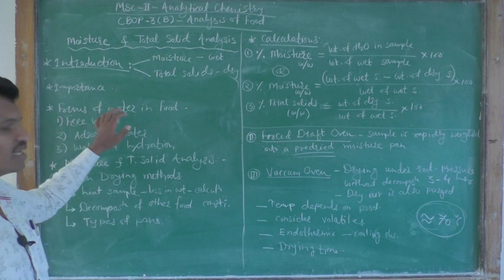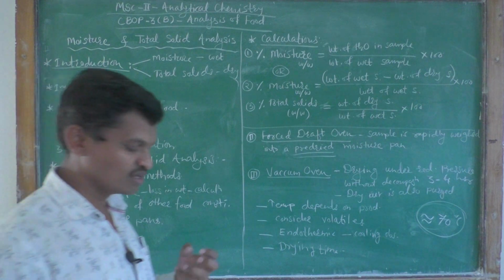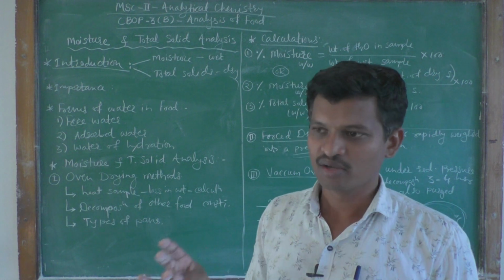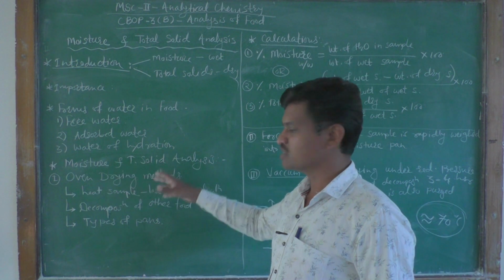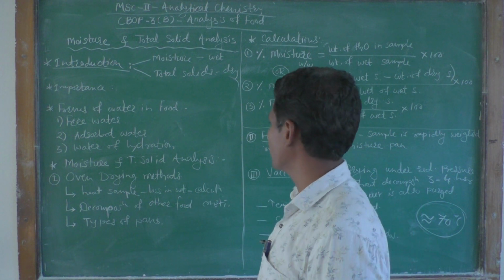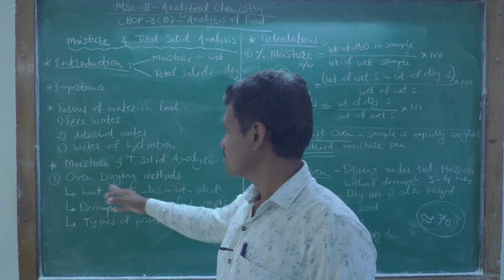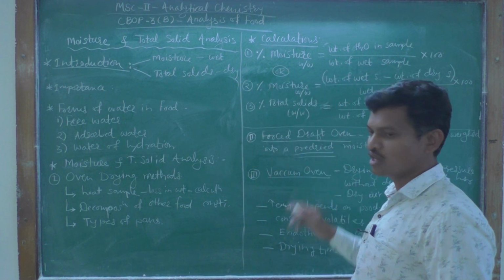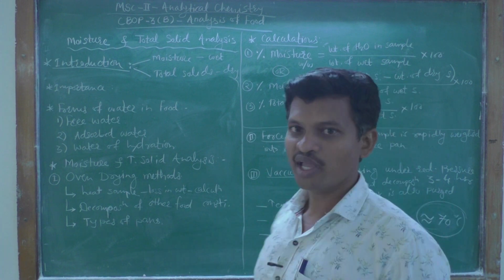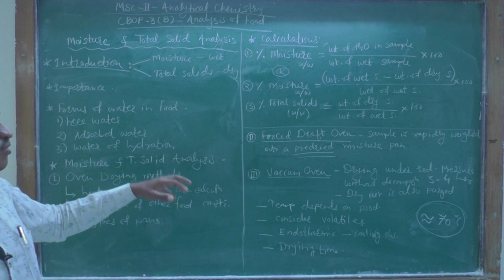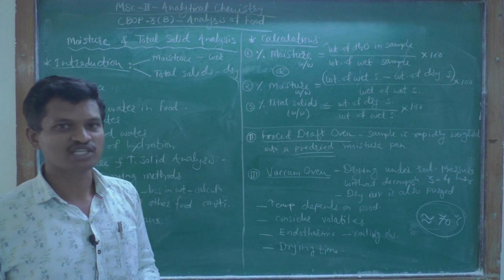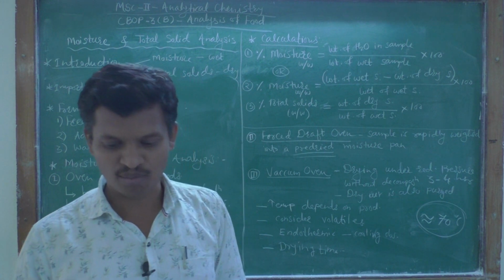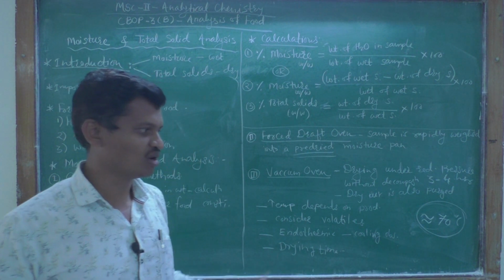Then we have also seen the forms of water present in food materials: free water, bound water, and water of hydration. Then we have seen the three major methods for the analysis of moisture and solute: oven drying methods, second the forced draft oven, and third the vacuum oven. We have also covered the details and seen how to do the calculations for moisture and total solids for food materials. I think you got it properly.